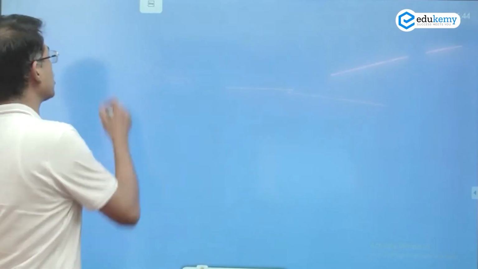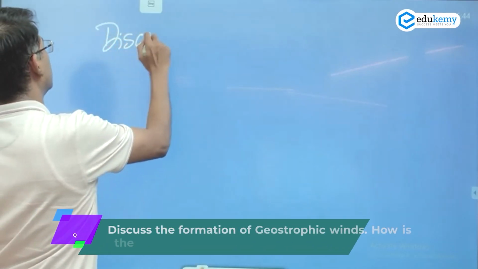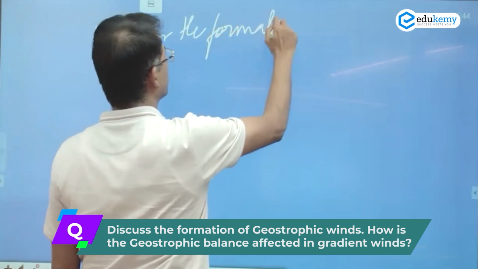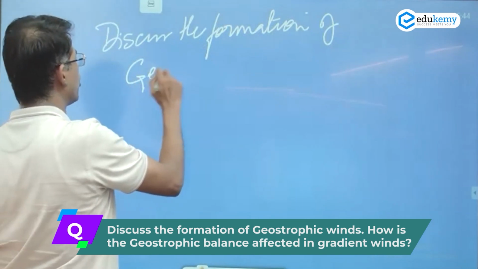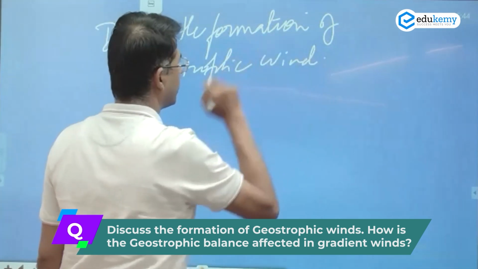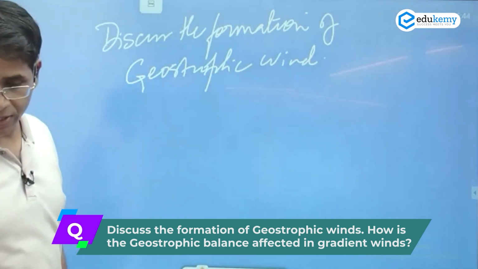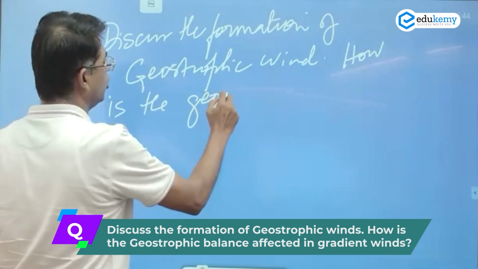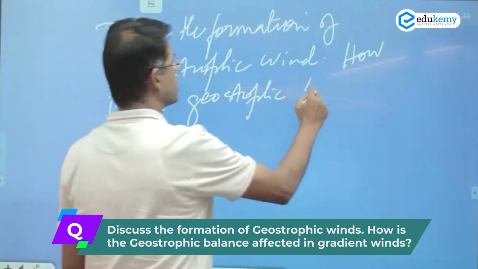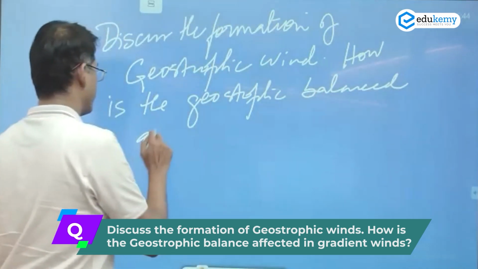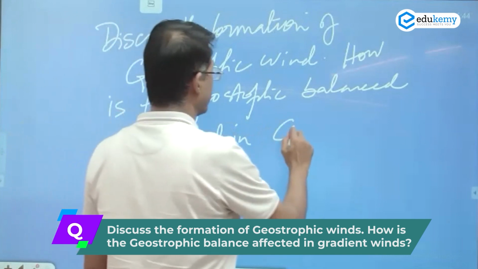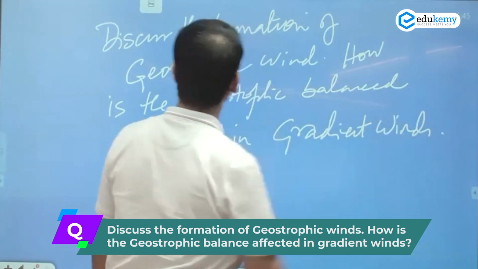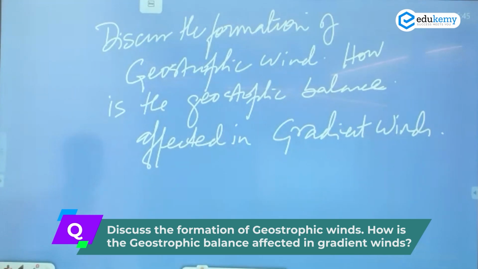Discuss the formation of geostrophic winds. Okay, that's one. And we continue with how is the geostrophic balance affected in gradient winds. In gradient winds. So how do you write this answer?